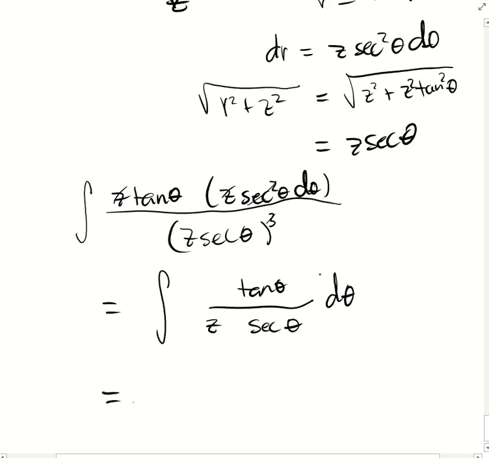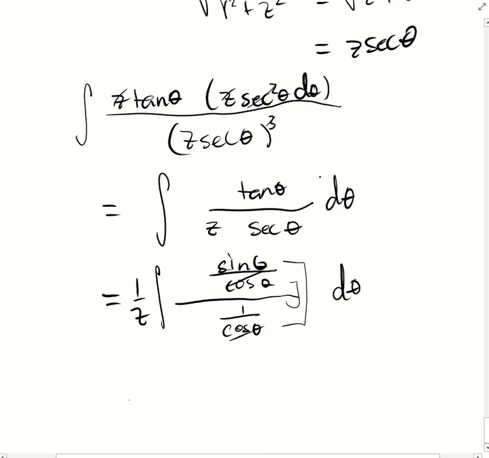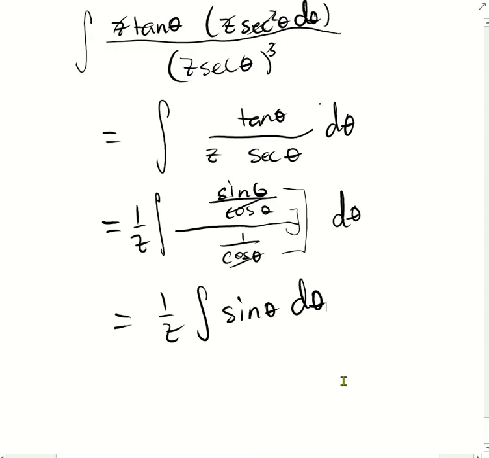Then, to integrate this, take out the 1 over z constant. Tangent theta is equal to sine theta all over cosine theta, identity. All over, the second one is 1 over cosine theta. Then this 1 times this 1 is 1 times that. You can cancel out that cosine. So this will be just sine theta. So this will be 1 over z, the integral of sine theta d theta. So what's the integral of sine theta? It will be negative cosine. So negative 1 over z cosine of theta.